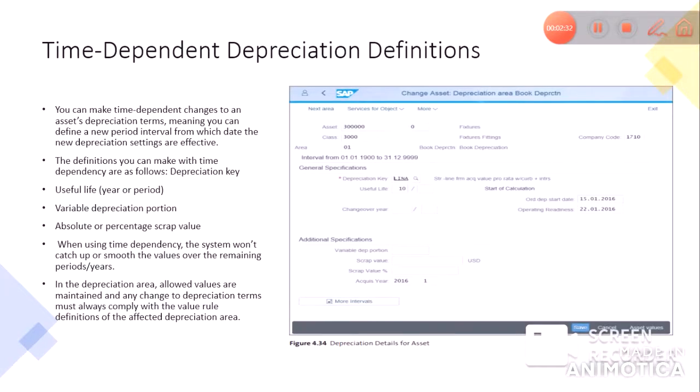Time dependent depreciation definitions. You can make time dependent changes to an asset's depreciation terms, meaning you can define a new period interval from which date new depreciation settings are effective. The definitions you can make with time dependency are as follows: depreciation key, useful life, variable depreciation portion, absolute or percentage, and scrap value. When using the time dependency, the system won't catch up or smooth the values over the remaining periods.